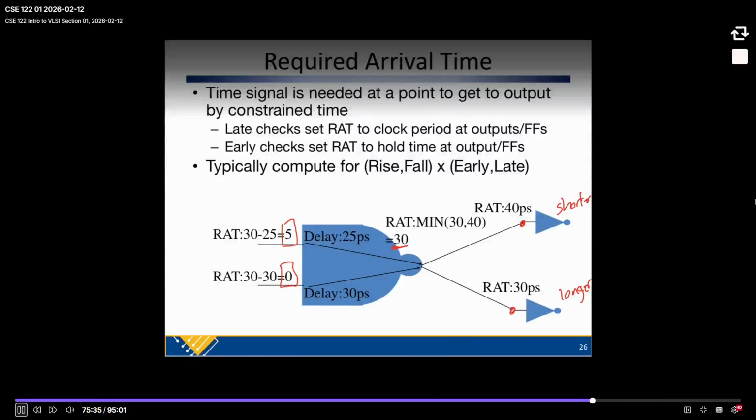Someone's going to ask, what if it's negative? Well, if it's negative, it has to arrive before the start. That's probably bad. Time 0 is the start of the cycle, right? So if it's negative, we already know there's going to be a problem.